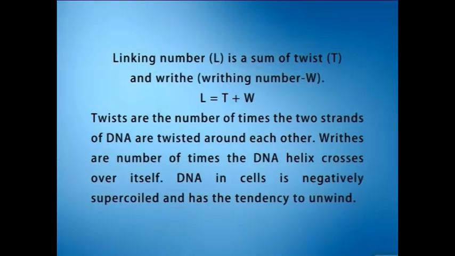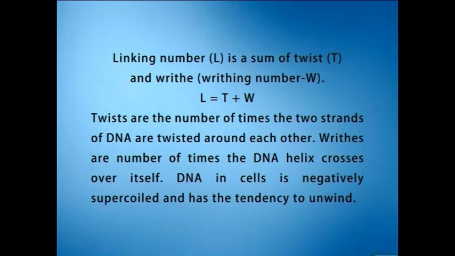Supercoiling results from change in the so-called linking number of DNA. Linking number, which is represented by the symbol L, is a sum of twists T and writhes, also known as writhing number W, that is L equals T plus W. Twists are the number of times the 2 strands of DNA are twisted around each other. Writhes are the number of times the DNA helix crosses over itself.